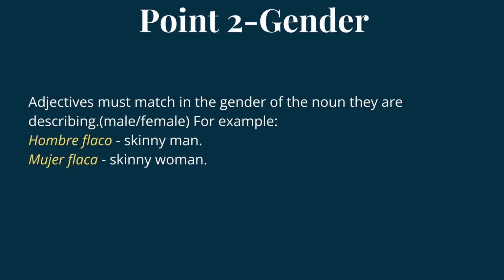Okay, so for example, if we want to say a skinny man, we will say hombre flaco. Hombre flaco. If we want to say skinny woman, we'd say mujer flaca. Mujer flaca. So it's a basic example, right? We know that hombre, male or masculine, mujer, female, feminine. And we see the difference in the ending of that adjective.